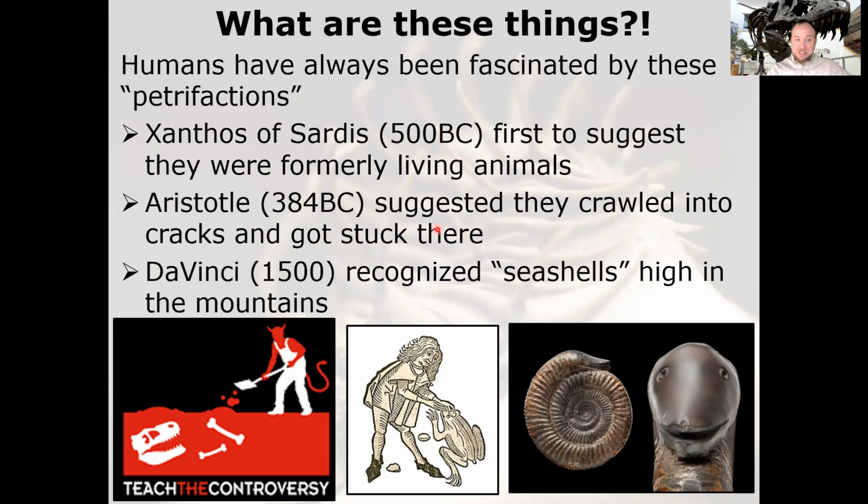Aristotle continued on this and suggested that they were living animals and they crawled into cracks in the rock and then they just got stuck there. And then DaVinci in 1500-ish, he was climbing around in the mountains and he noticed, wow, there are seashells up here, way in the mountains, way at the top of the Alps. Why are there seashells up here way above sea level?